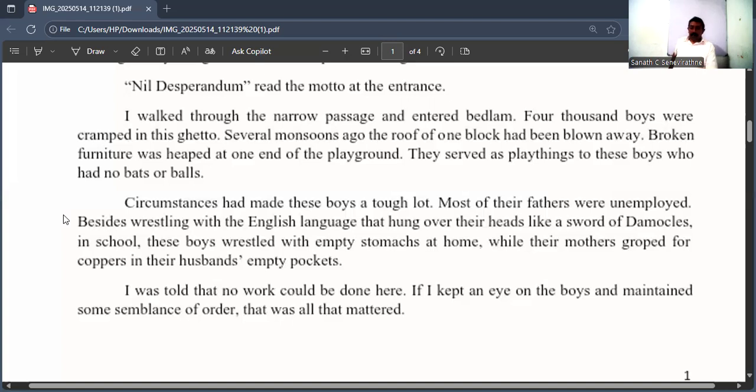That is how the writer describes how that Nugegoda school was less facilitated.